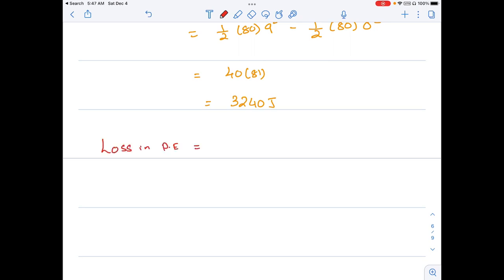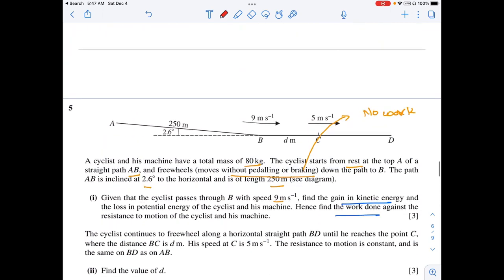So for the loss in potential energy, what am I going to do? Initial potential energy minus final potential energy, or final minus initial, it doesn't matter. Basically I'm going to do initial potential energy minus final potential energy, because it is a loss, so I know that the initial value will be higher. So how do I find the initial potential energy?